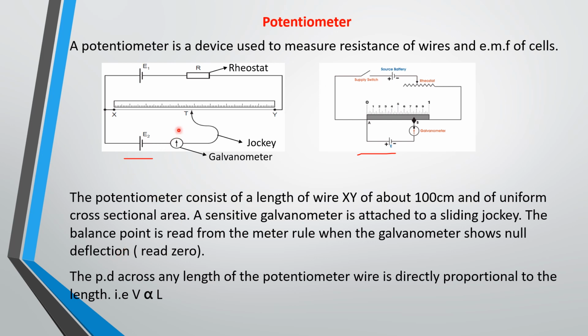The point you need to note is that the PD across any length of the potentiometer wire is directly proportional to the length. So across any length of this wire, the PD across it is proportional to the length of the wire. We are going to come to that in our next slide. So this is basically what the potentiometer consists of. But how is it used? How is the potentiometer used to measure the EMF of a cell? That is what we are going to discuss now.